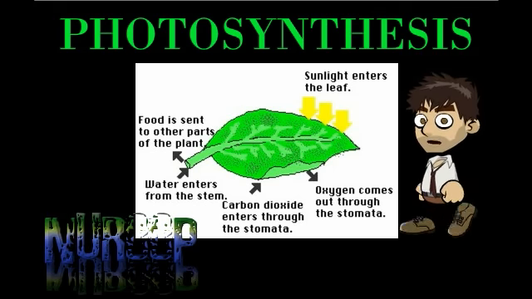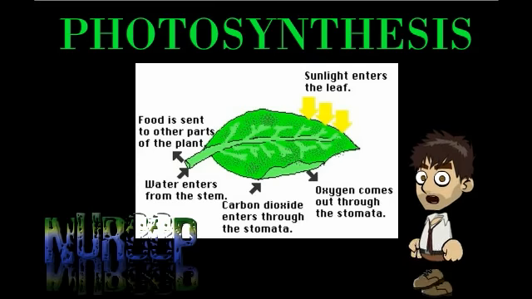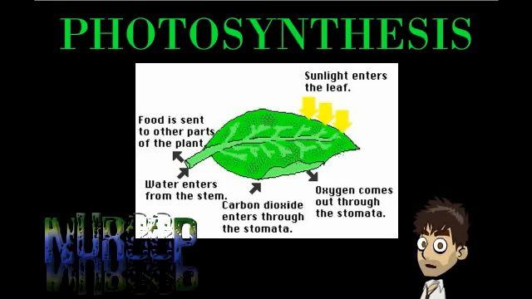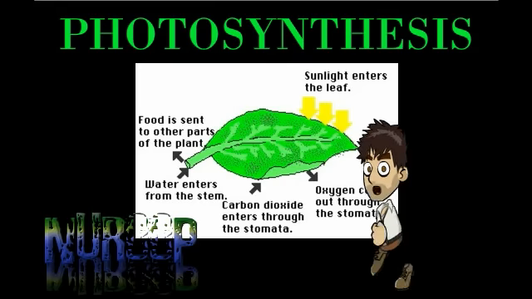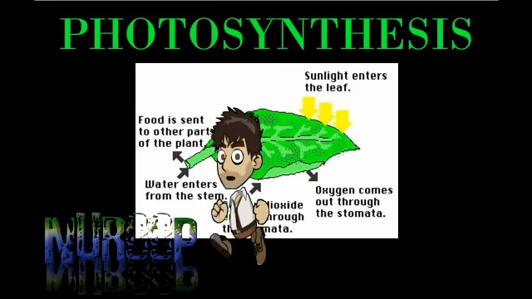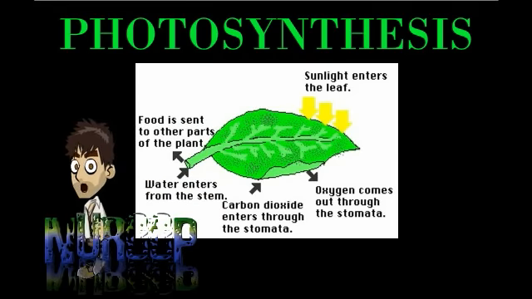How does this process occur? First of all, light enters through the plants. The plants clean their stomata by releasing oxygen and taking carbon dioxide. Water enters from the stems and food is sent to other parts of the plant. The food is the chemical energy converted from light energy. And this process is known as photosynthesis.